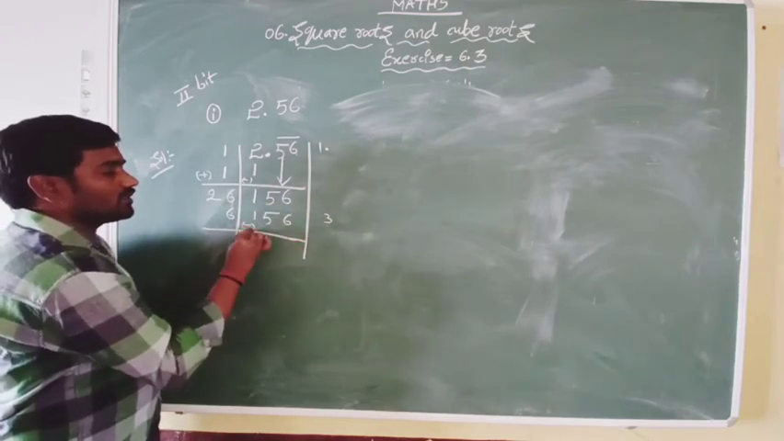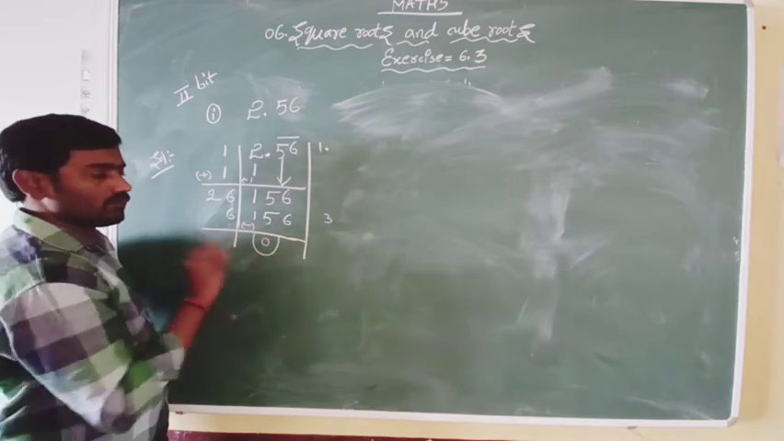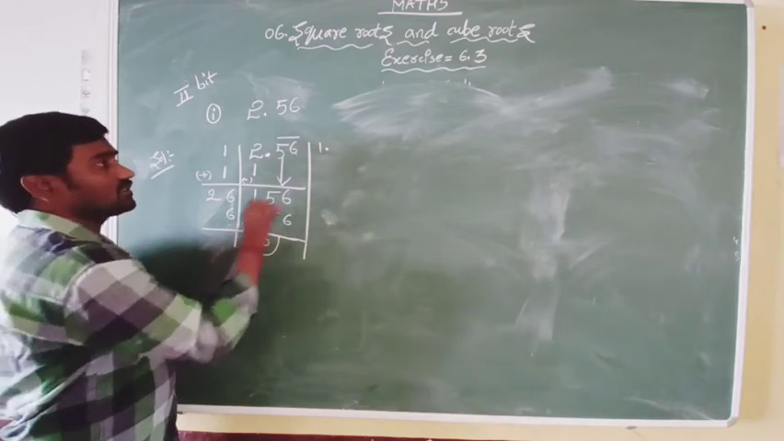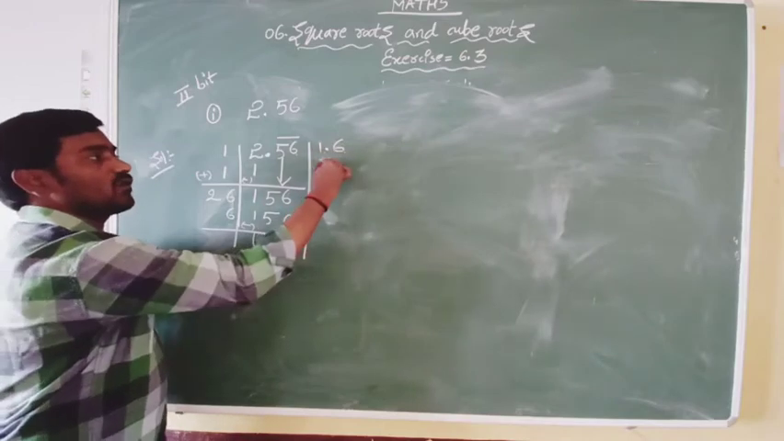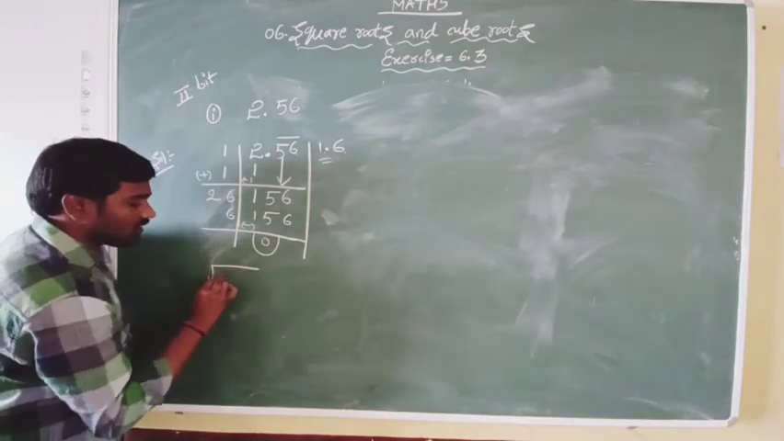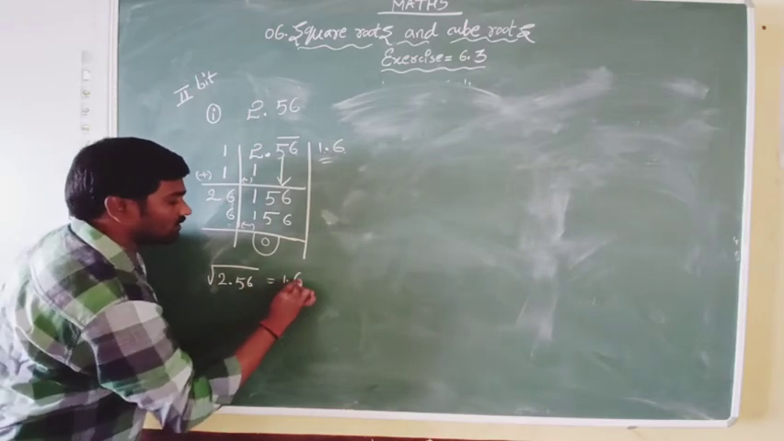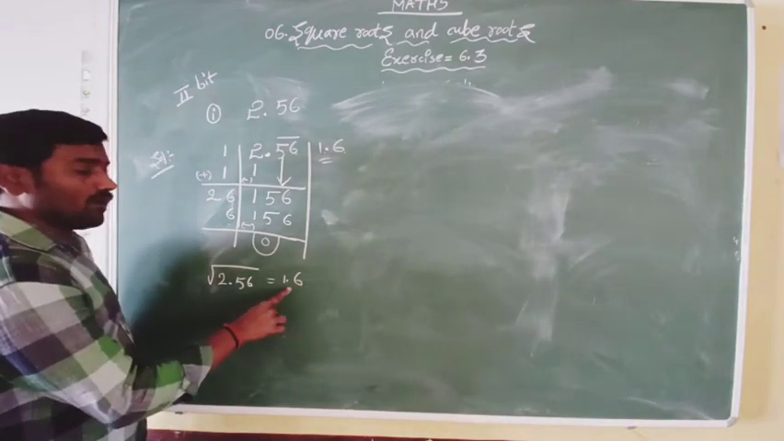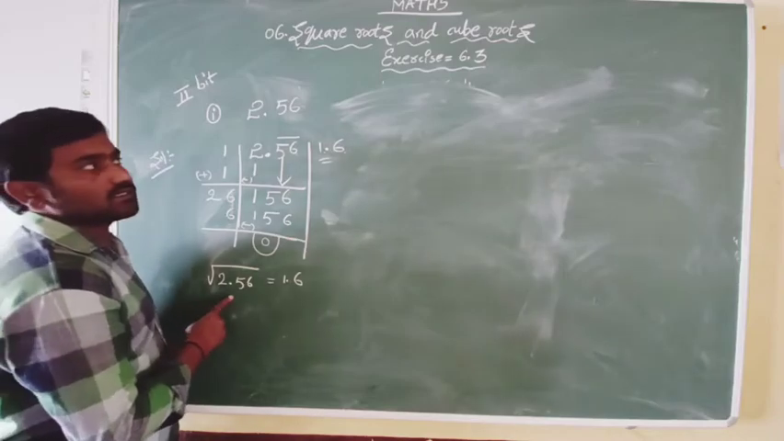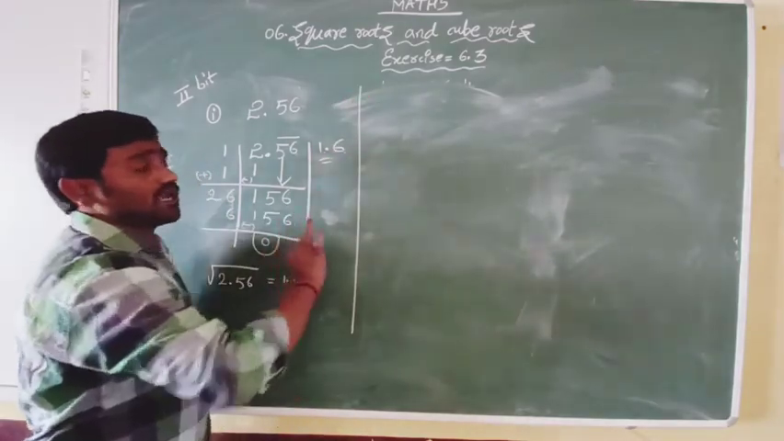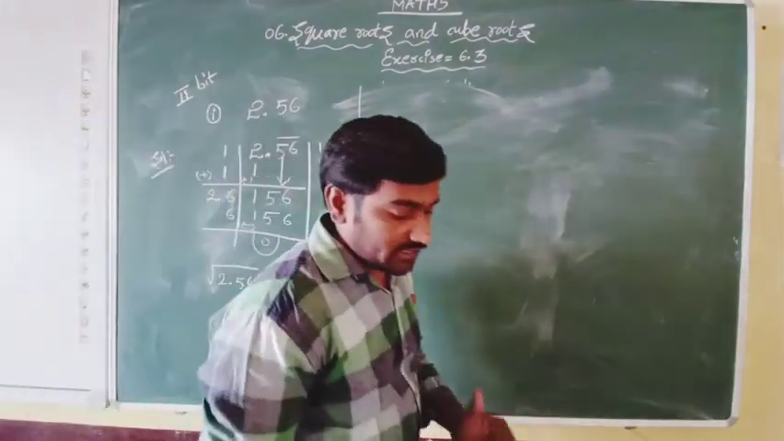Now when you subtract here, I get 0. The remainder is 0. So what? 6 I need to write. 1.6 I got as an answer. Therefore, the square root of 2.56 is equal to 1.6. 1.6 into 1.6 is 2.56. Okay. The same procedure again. There is nothing else and nothing different here.